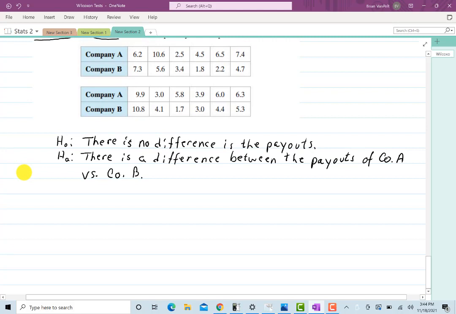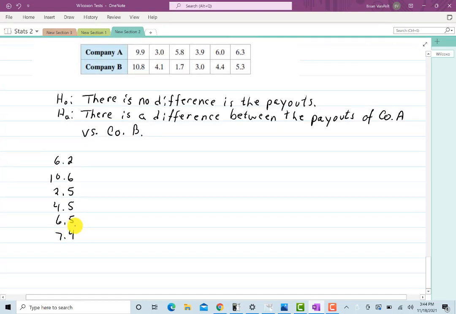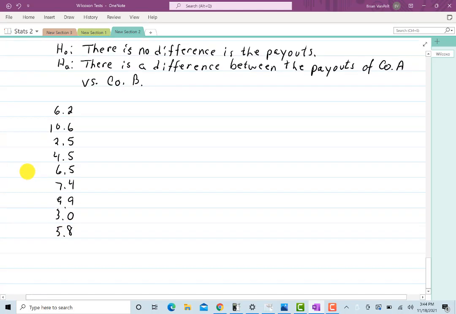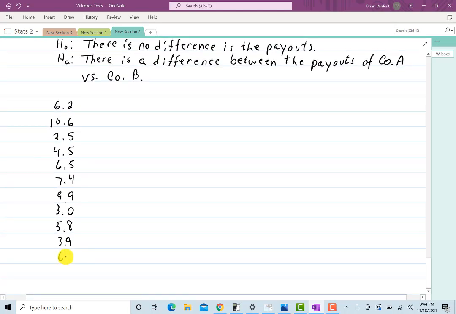So what we're going to do is, let's just put down the numbers. I'm taking care of company A first: 6.2, 10.6, 2.5, 4.5, 6.5, 7.4, 9.9, 3.0, 5.8, 3.9, 6.0, and 6.3.